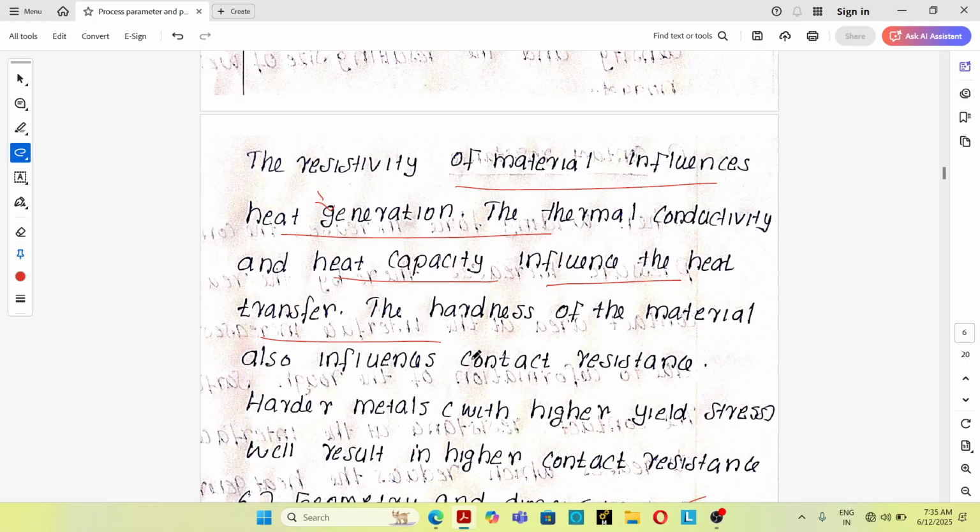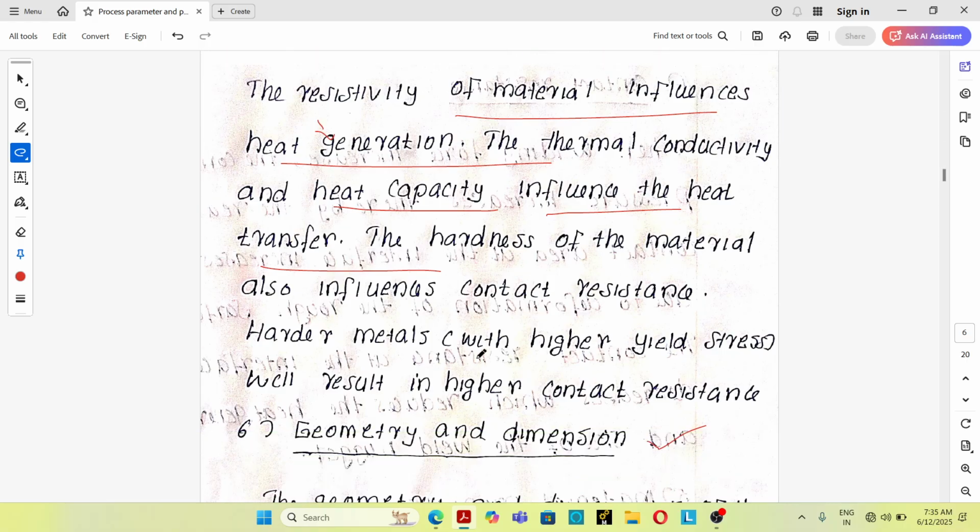The hardness of the material also influences contact resistance. Harder the metal, that means higher yield stress, will result in higher contact resistance. When the hardness of the material increases, the contact resistance will also increase.